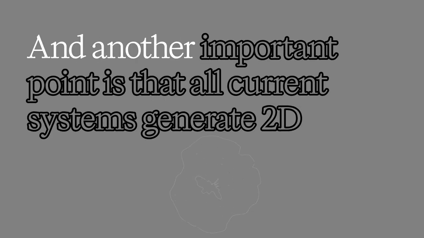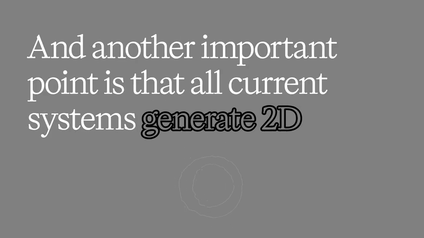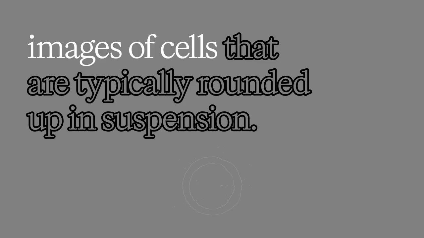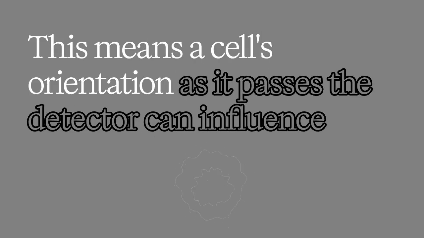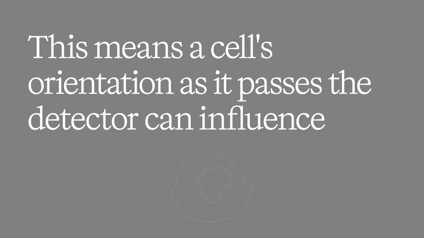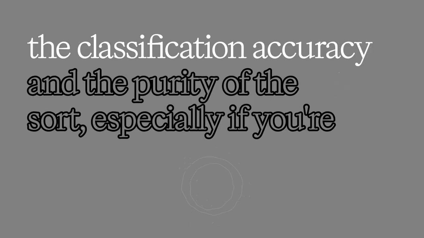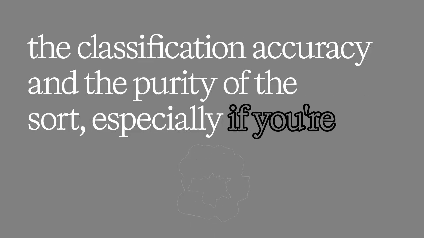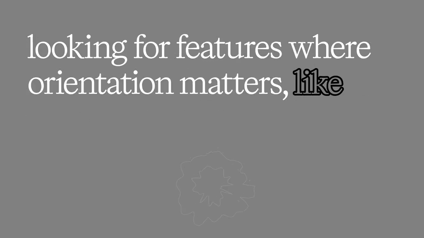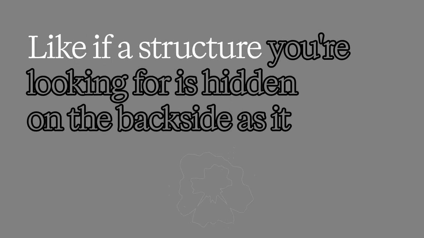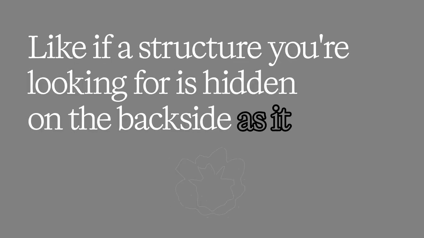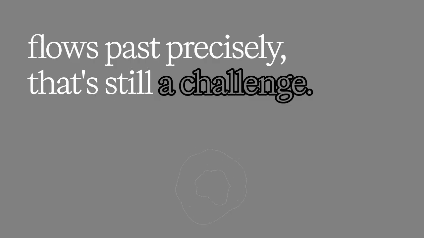Makes sense. And another important point is that all current systems generate 2D images of cells that are typically rounded up in suspension. This means a cell's orientation as it passes the detector can influence the classification accuracy and the purity of the sort, especially if you're looking for features where orientation matters, like, say, cells in different stages of division. Right, like if a structure you're looking for is hidden on the backside as it flows past. Precisely. That's still a challenge.